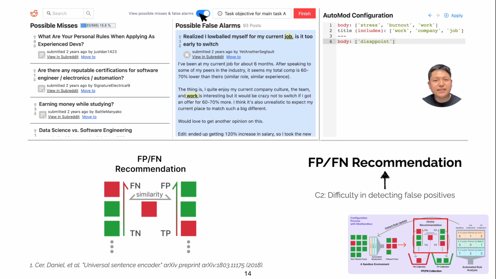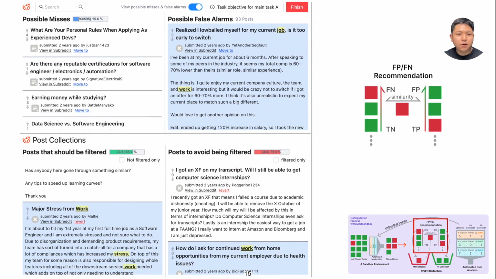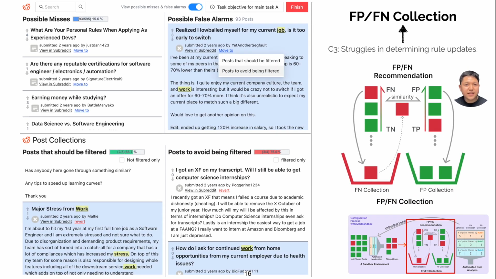The basic idea is quite simple. If filtered posts are semantically distant from the target post, meaning the rule is filtering posts that are not closely related to our target, they are likely false positives. Conversely, if a non-filtered post is semantically close to the target post, it is likely a false negative. We utilize a machine learning-based sentence embedding model, the Universal Sentence Encoder, to calculate the semantic similarity between each post and the target post.